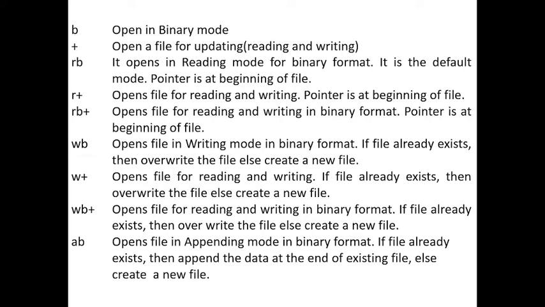W plus opens a file for reading and writing. If the file already exists, it overwrites the file, else it creates a new file. WB plus opens a file for reading and writing in binary format. If the file already exists, it overwrites the file, else it creates a new file. AB opens in appending mode in binary format. If the file already exists, it appends the data at the end of the file, else it creates a new file.